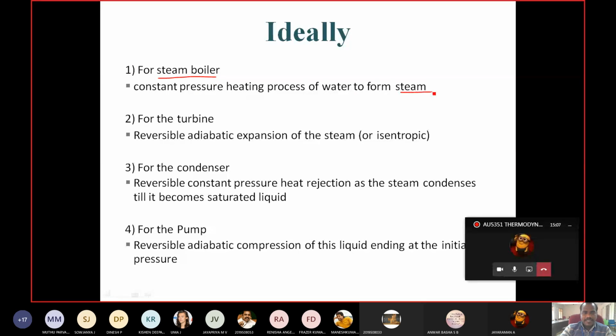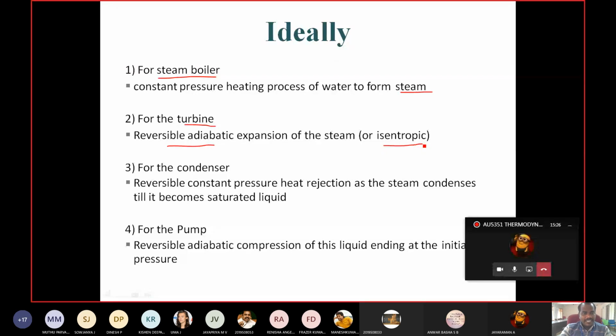So for the turbine, the reversible adiabatic expansion of the steam will happen, right? The reversible adiabatic process is an isentropic process, right? The reversible adiabatic process is an isentropic process. So that will happen in the component turbine.